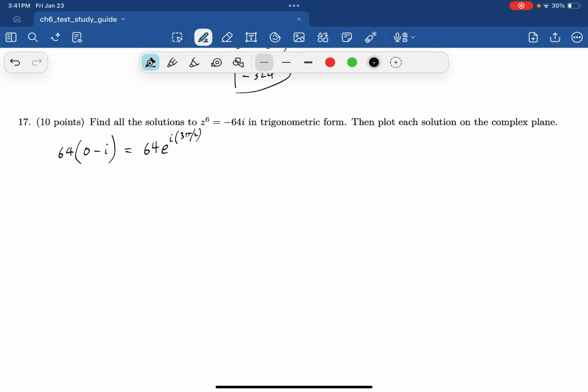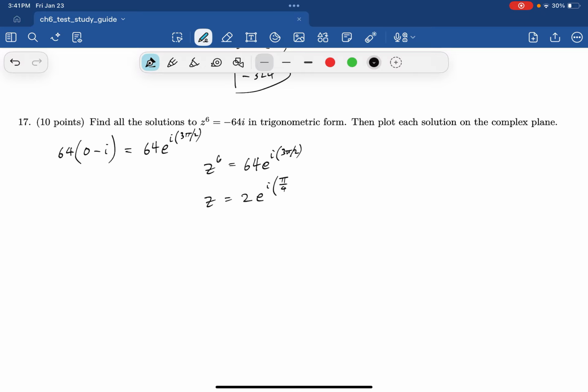Okay, so that means we're trying to solve z to the 6th equals 64 e to the i 3 pi over 2. Now that means that z equals 2, right? 2 is the 6th root of 64. And then we have e to the power of i times, here I'm going to now divide this angle by 6, because it's kind of like I'm raising both sides to the 1/6 power. So 3 pi over 2 divided by 6 is pi over 4.